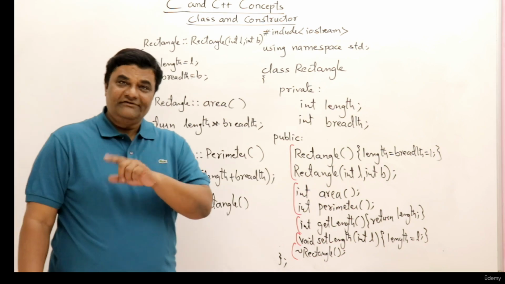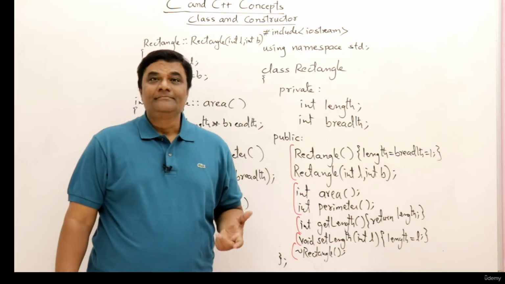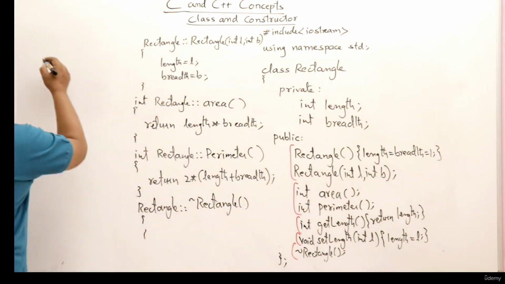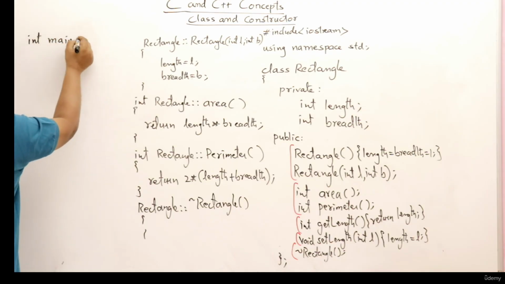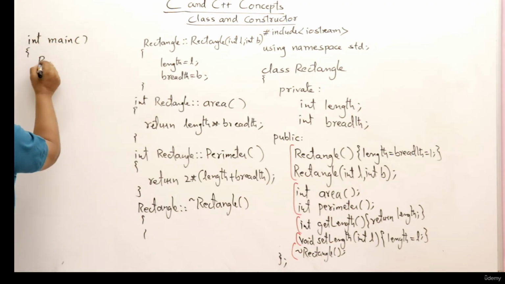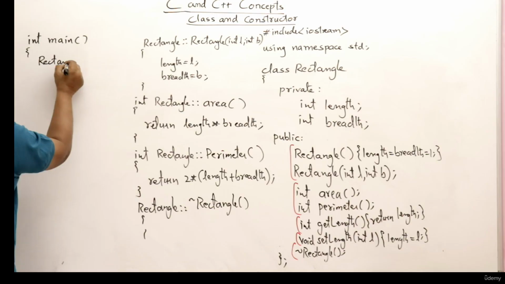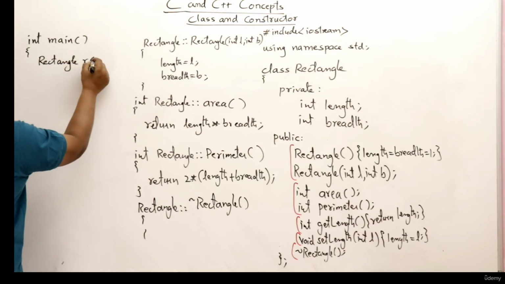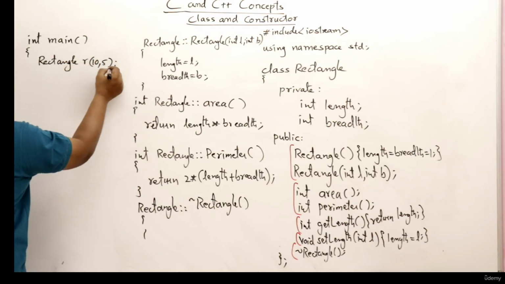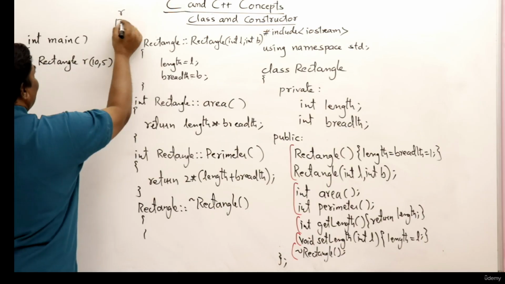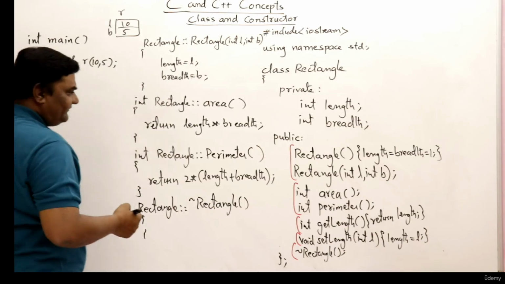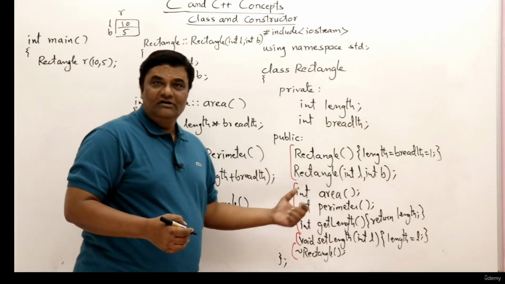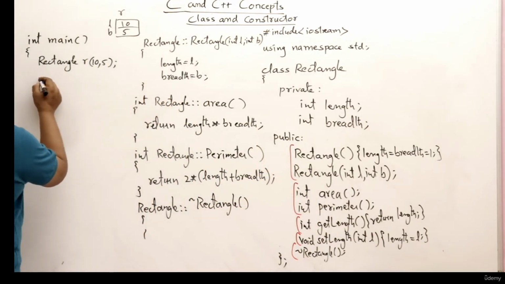Now I will write the main function and use these functions. Let us write a main function here. Int main. The first thing, I will create an object of Rectangle, say Rectangle r(10, 5), length and breadth. So this will create a rectangle with length 10 and breadth 5. Next I will call the functions, that is area and perimeter. I will call them and directly display their result.